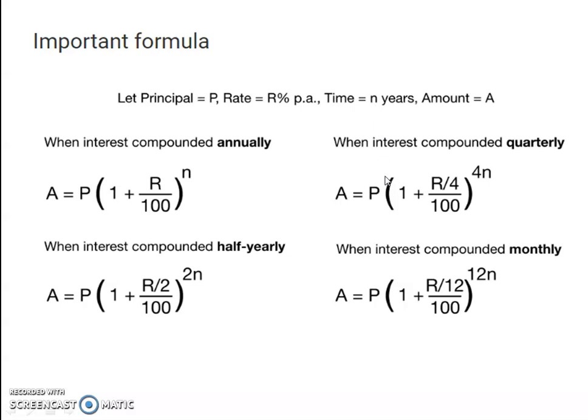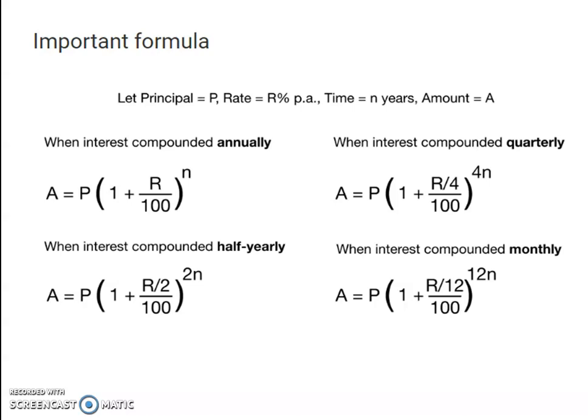Now, when interest is compounded monthly, what happens? How many months are there in a year? 12 months. So you will divide the rate by 12 and multiply the time by 12.